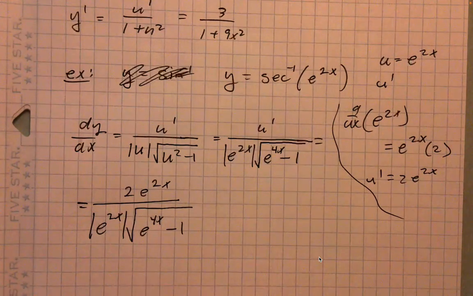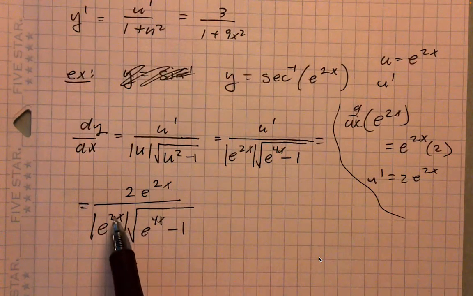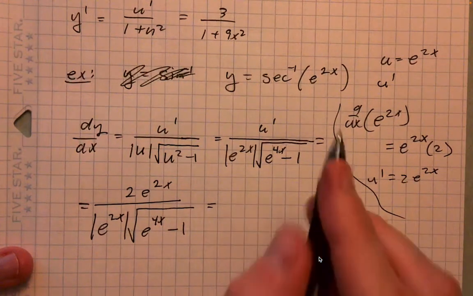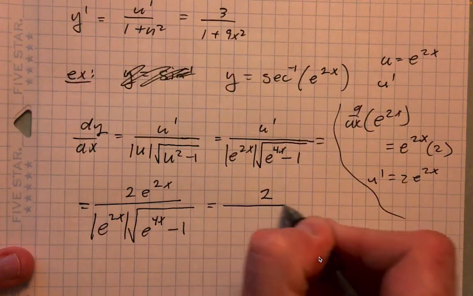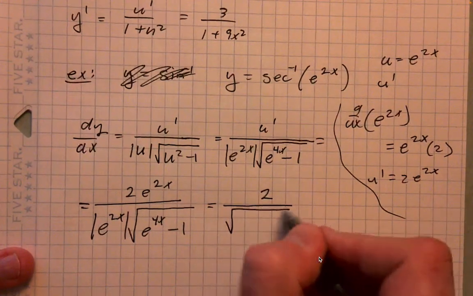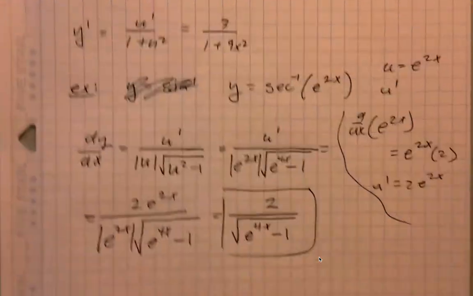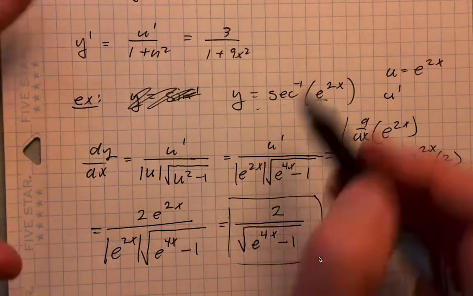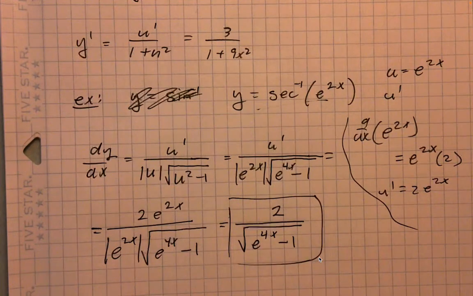And we can definitely do some canceling here, right? e to the 2x is always positive, so the absolute value is just the same as the original function. So this is really just 2 over the square root of e to the 4x minus 1. So that's the derivative of this one. Here's an example where, depending on what u is, the end result can look quite different. So, okay, very good.